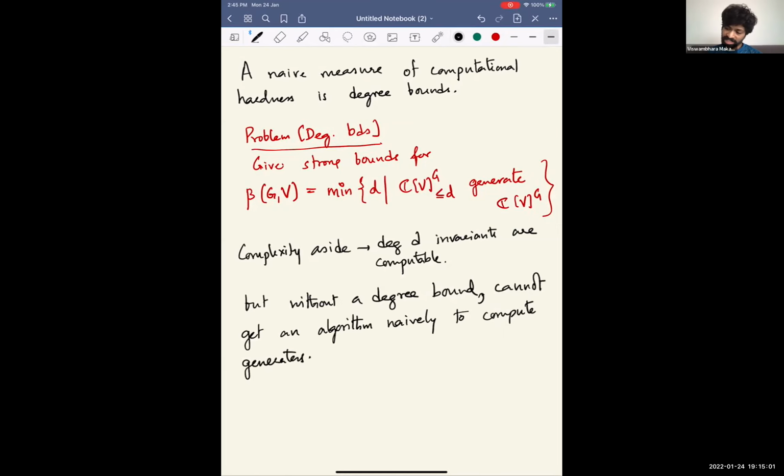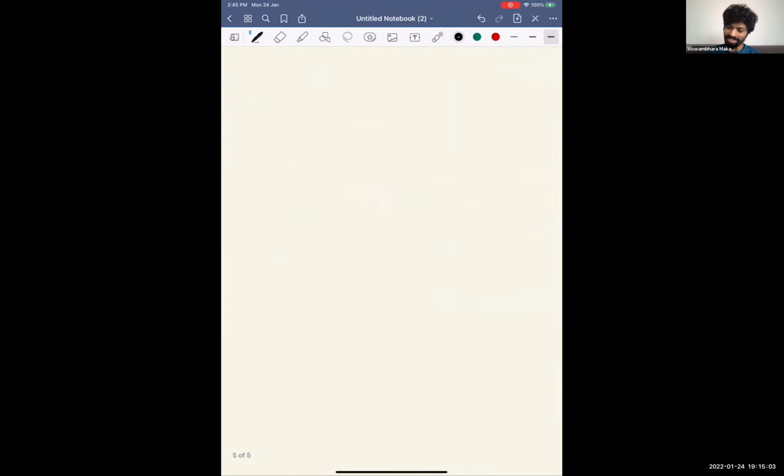Now, historically, we have a couple of results. The fact that it's finitely generated means that beta of G,V is less than infinity. That's something that goes back to Hilbert, which tells you there is an algorithm if you can find that bound. And then in the 80s, Popov did some work and he got a bound that's going to be about 2 to the 2 to the n.